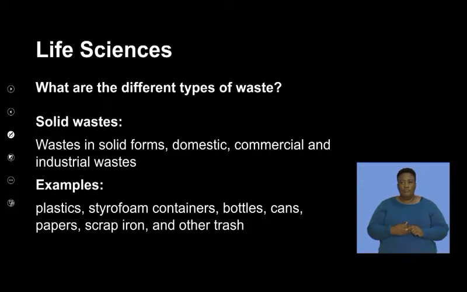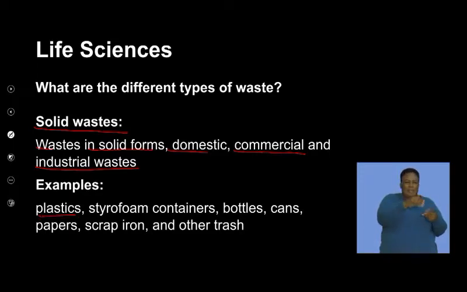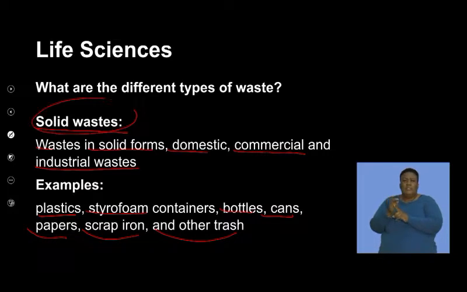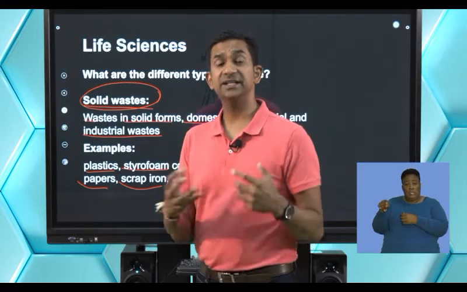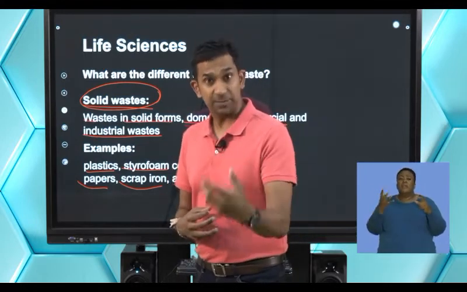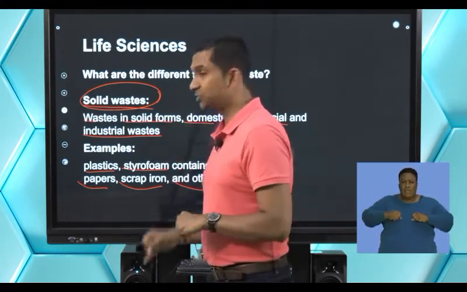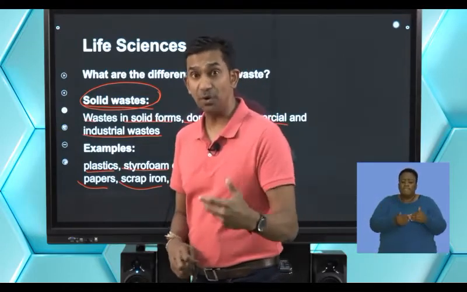So, solid waste, waste in solid forms, domestic, commercial, and industrial waste are examples of solid waste. So plastic is an example of solid waste. Styrofoam from packaging, bottles, cans, papers, scrap iron, and other trash are all seen as examples of solid waste. So these examples are things that are significantly large, that take up a lot of space, and hence we need to be cautious about how we dispose of these.